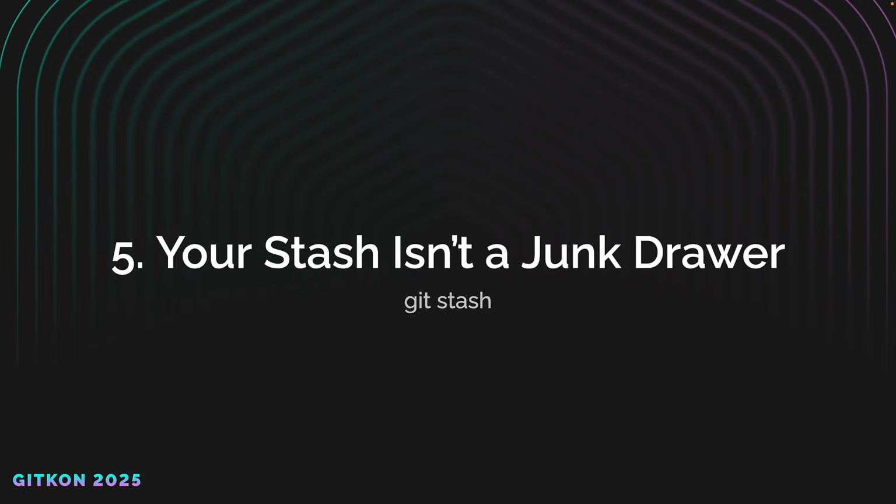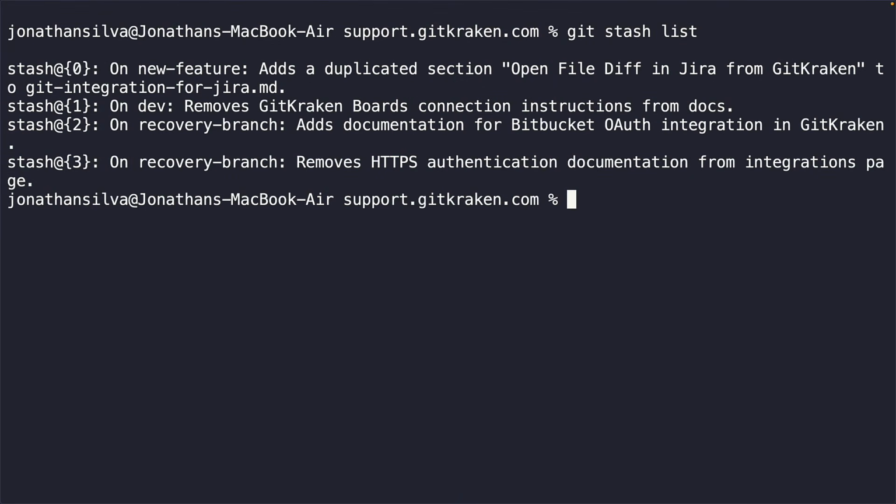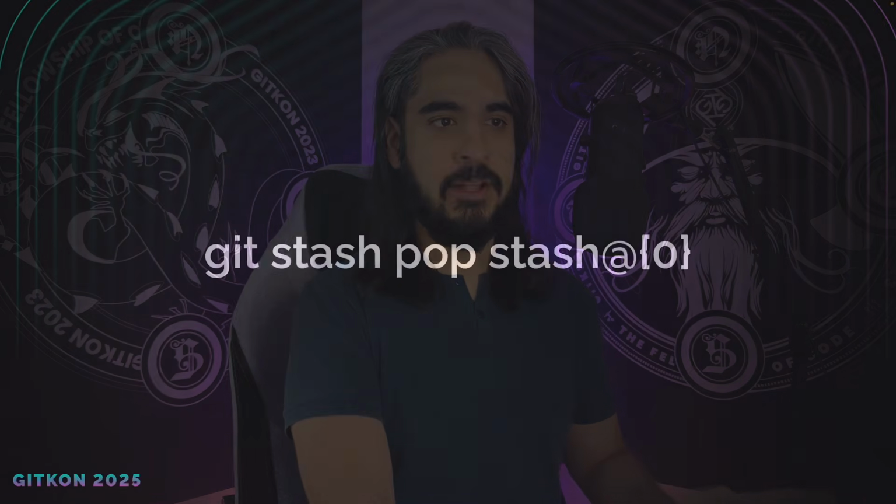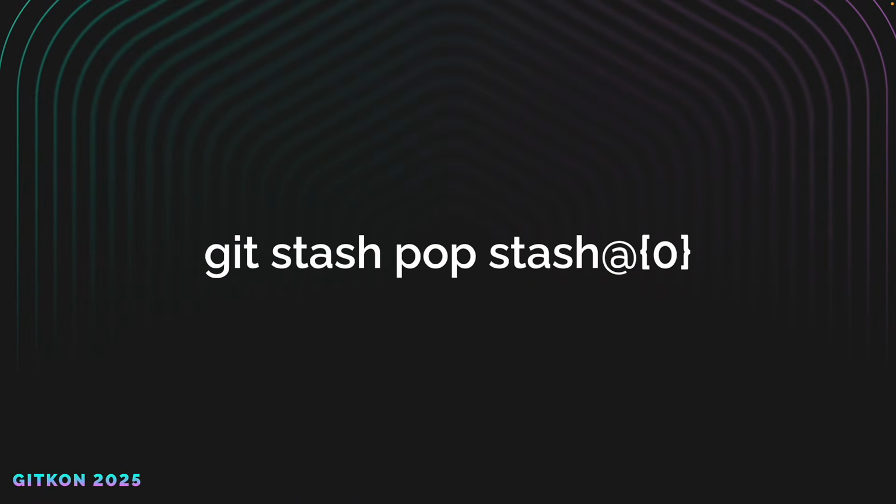All right, for this next tip, your stash isn't a junk drawer. Don't just place stashes in there and forget about them. We can definitely make use of stashes a little bit more efficiently with this next tip. Did you know that you can pop or apply a specific stash from your list? Git actually numbers each stash by time, with the newest stash at stash@{0}. So this just means you're not stuck popping the most recent stash every time. You can target exactly what you need.